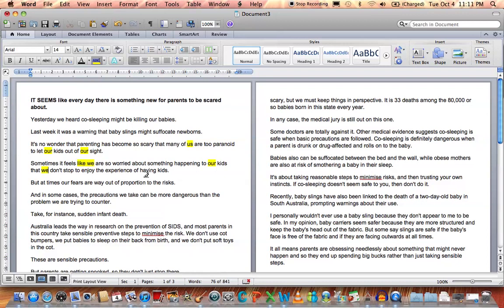Sometimes it feels like me, Susie O'Brien, along with any other parents, are so worried about something happening to our kids that we don't stop to enjoy the experience of having kids. Okay, that's an experience that she is saying that she has, as well as these parents. What this does is it gets her away from her position as a writer or as a journalist, and puts her in the position of a parent.